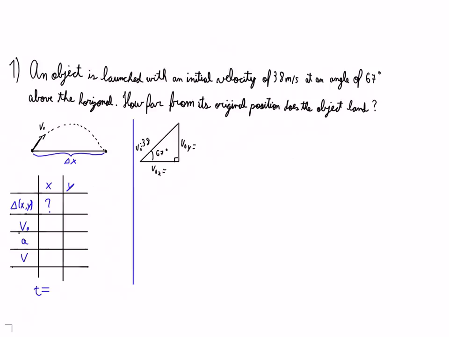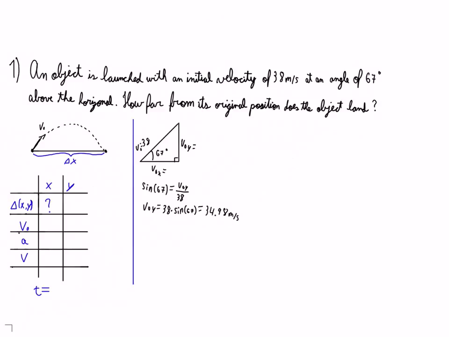Well, we use sine. So sine of 67, or sine of theta, which in this case is 67, is equal to VOY, or the opposite side, over the hypotenuse, which is 38. So we can rearrange this to say that VOY is equal to 38 times the sine of 67. So VOY is equal to 34.98 roughly meters per second.